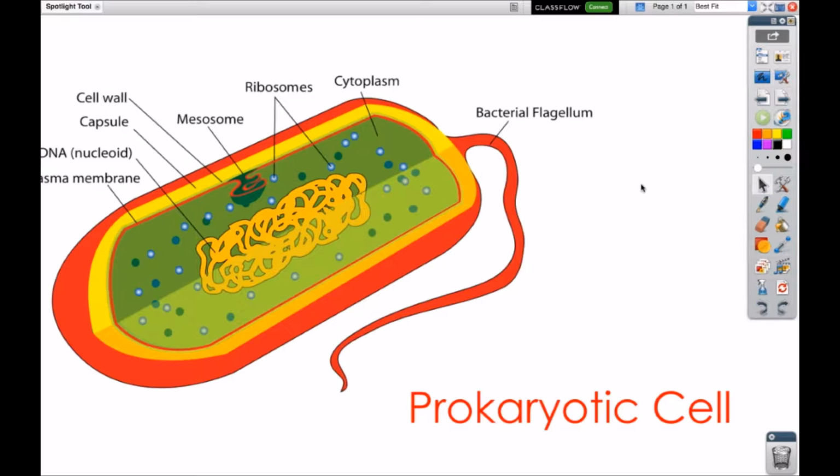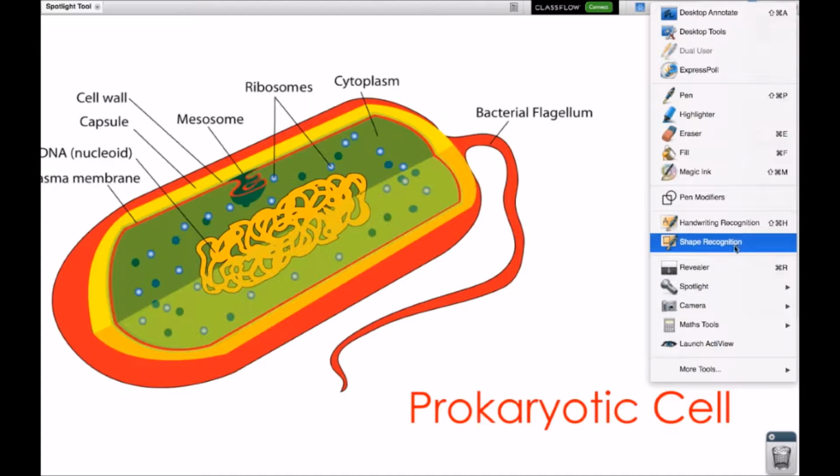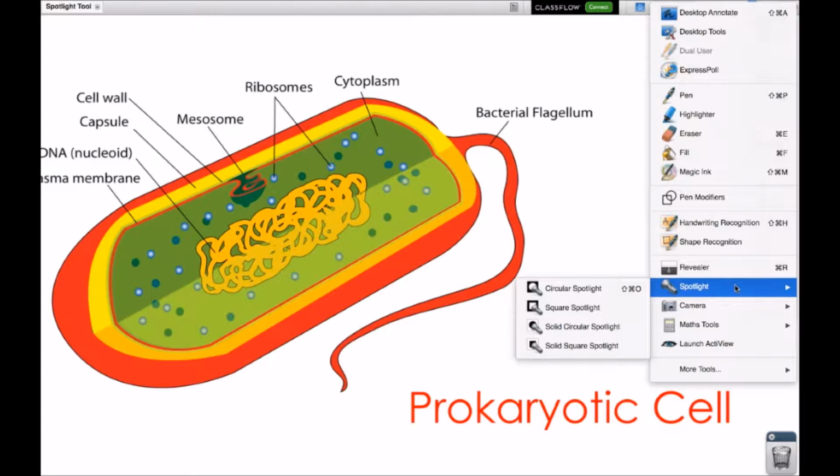ActivInspire's Spotlight tool is a great way to focus students' attention and easily chunk information in your lessons. Let's say we're in a science class, checking out the parts of a prokaryotic cell. This could be a lot for some students to take in all at once.